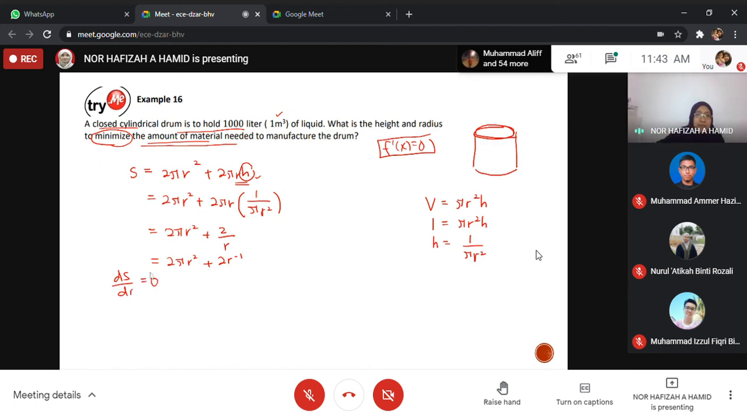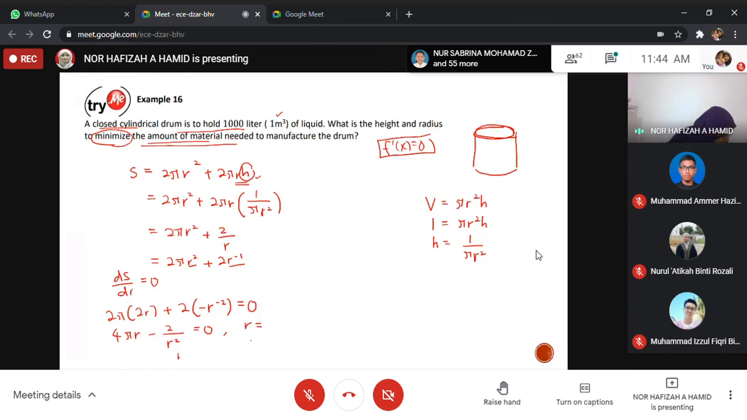Okay, so differentiate respect to R, you have 2 pi. Okay, 2 pi is a constant, differentiate R square is 2R, plus with 2 is a constant, differentiate R negative 1 is negative R negative 2. So you equalkan dengan 0. So simplify 4 pi R minus 2 over R square equal to 0. And you will get value of R. So R is equal to 0.54.